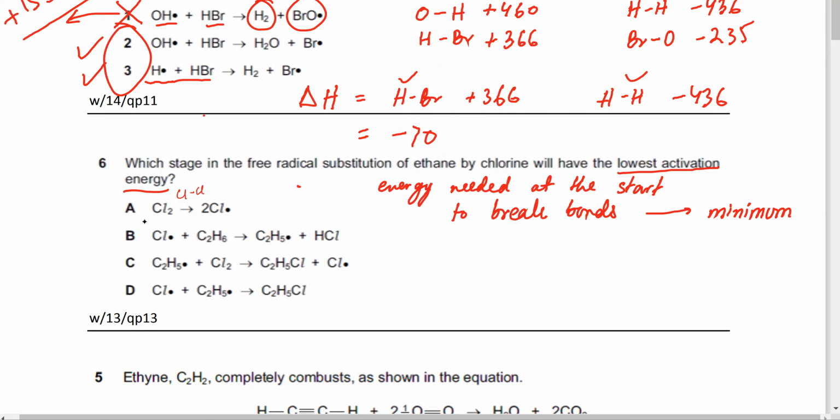you can have a look at the data booklet. ClCl bond needs to be broken. So it needs to be broken in this case. We can check the energy that is needed for that from the data booklet. Look at the second reaction.